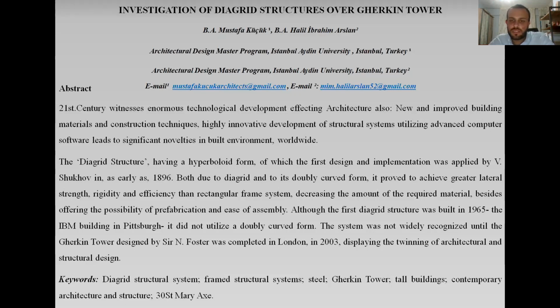Although the first Diagrid structure was built in 1965, the IBM building in Pittsburgh, it wasn't a doubly curved one. The system was not widely recognized until the Gherkin Tower design by Sir Norman Foster was completed in London in 2003, displaying the twinning of architectural and structural design. You can see the keywords.